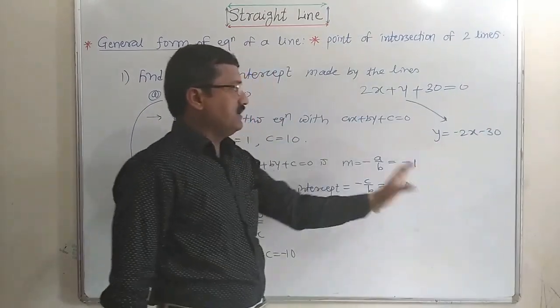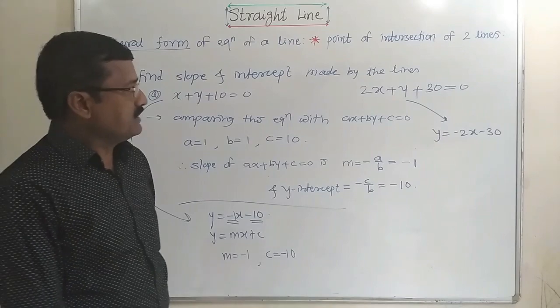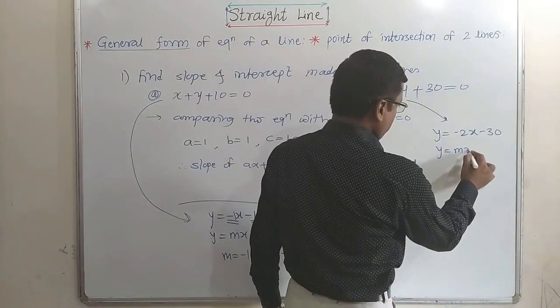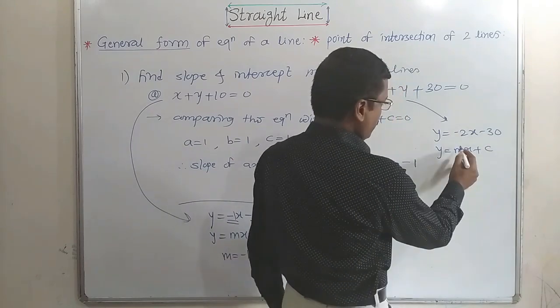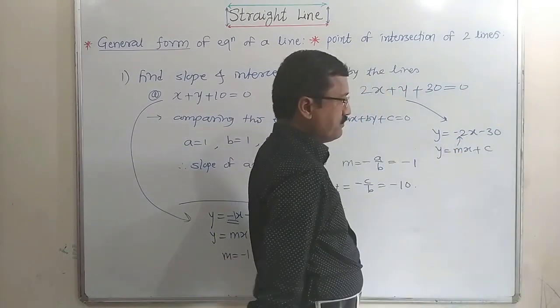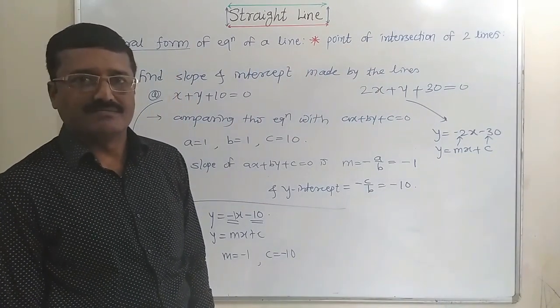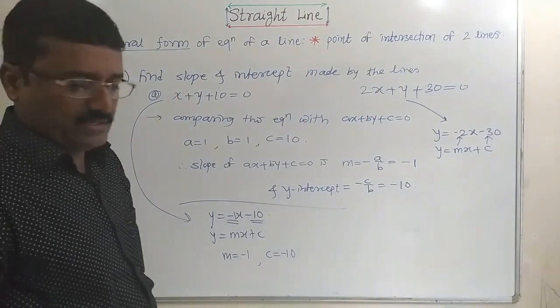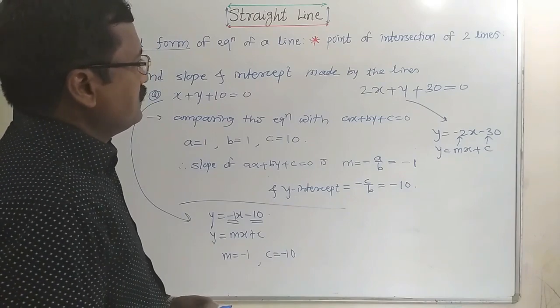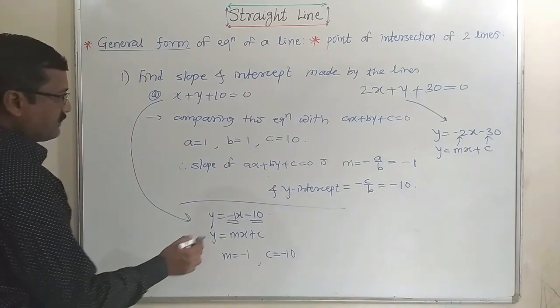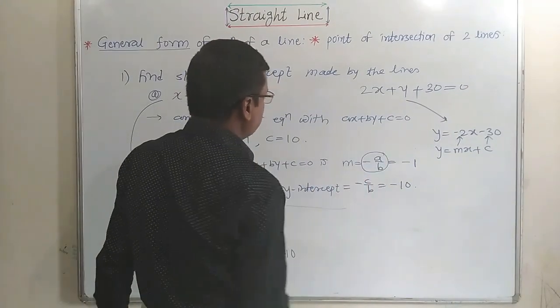Please keep this y to the left and take the remaining terms to the right. So this equation is in slope-intercept form. The slope of the line will be minus 2 and the intercept will be minus 30. Very easy to find slope and intercept from the given equation of a general line. Again, one point to remember: that formula is very easy.